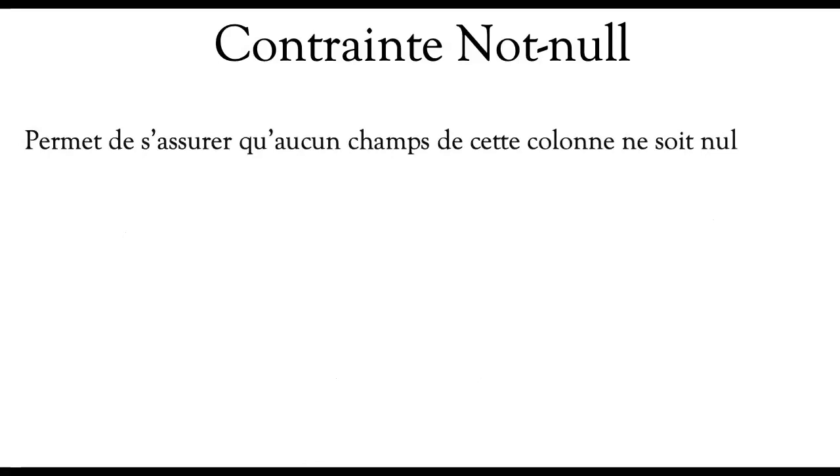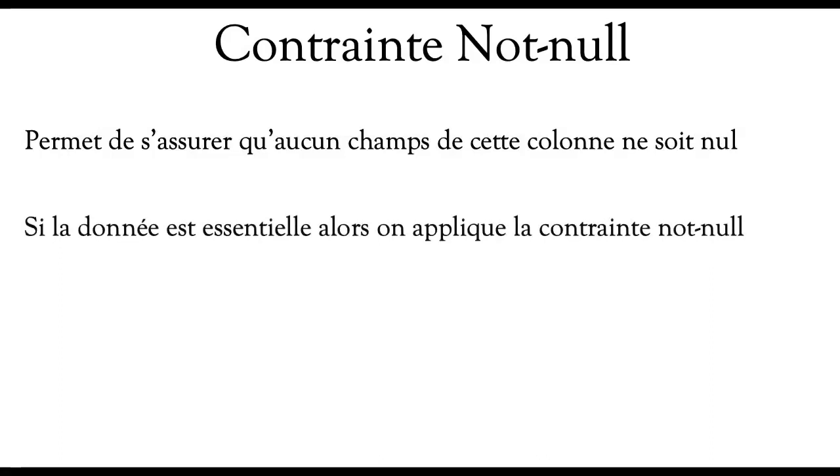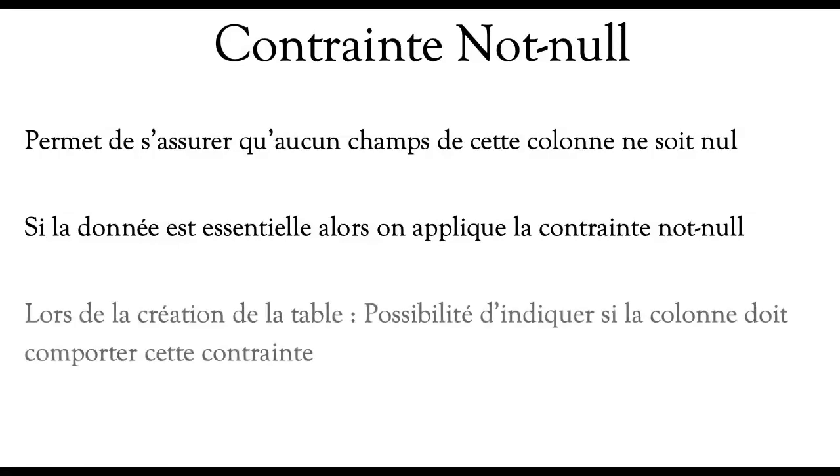Let us now proceed to the not null constraint. Defining an ID column as a primary key applies the not null constraint. This constraint ensures that no field in the column can be null. So if a data item is fundamental to the table, like the email or the last name, you can apply the not null constraint to the column in question. And just like the unique constraint, you can apply the not null constraint to a column when creating a table.